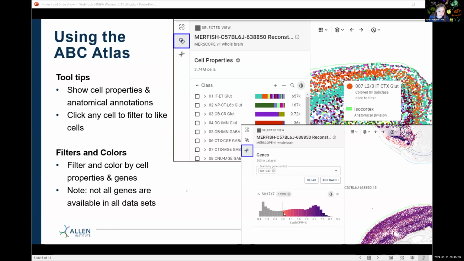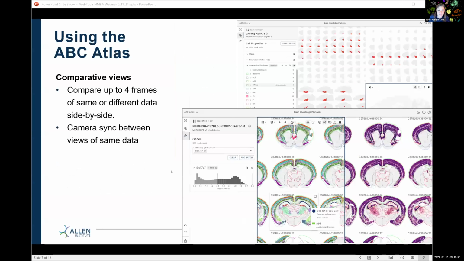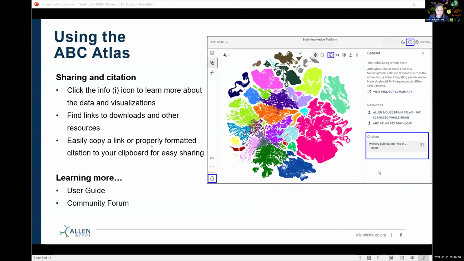We also have the ability to compare views. So you can see the same data set and highlight different aspects of it and compare. For example, if you're looking at the same spatial location, you can color by the cell type as well as a particular gene expression and see how it compares. You can also compare different data sets side by side. We also have a sharing and citation tool, so you can share these insights that you're generating with your colleagues.